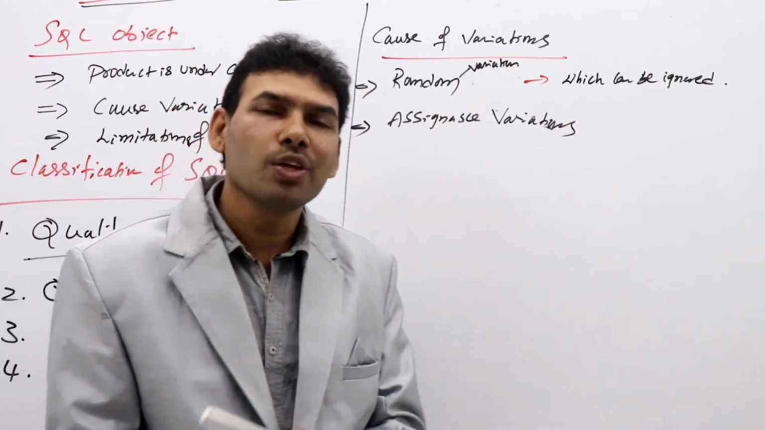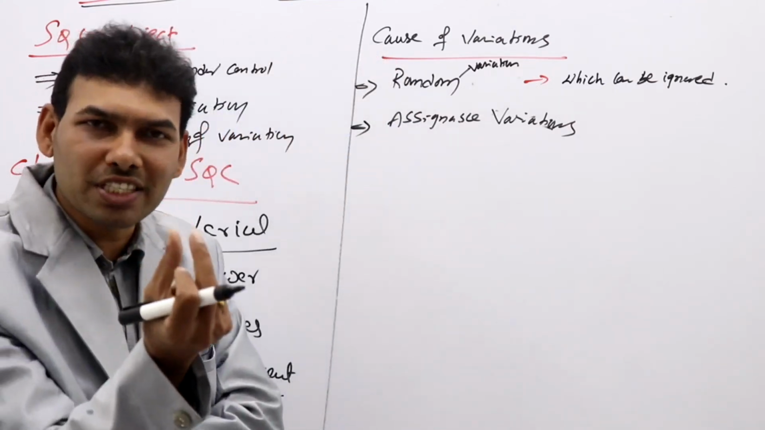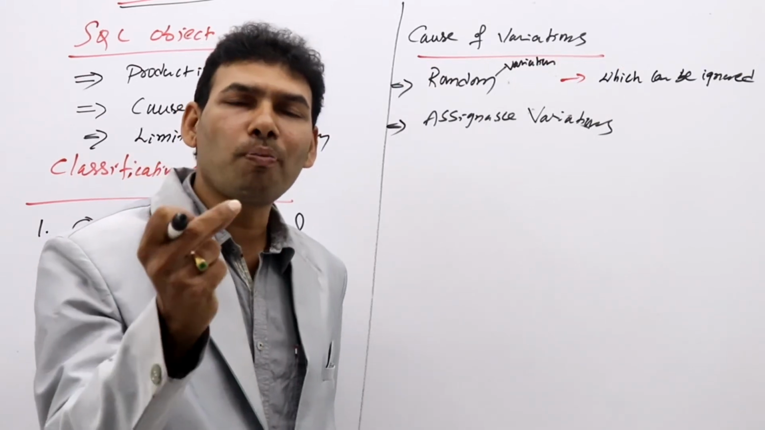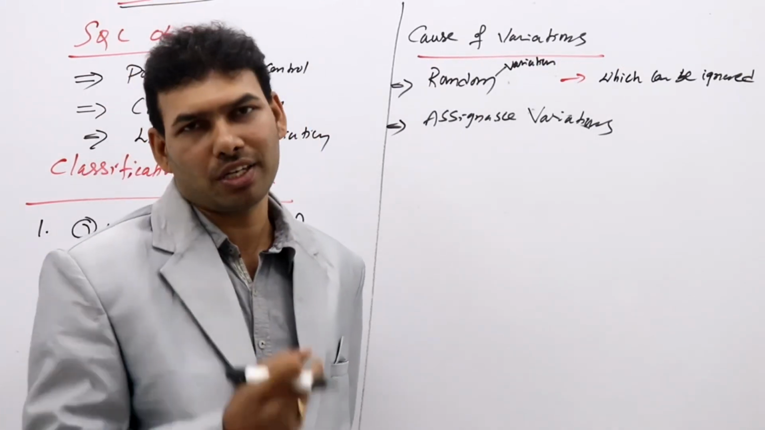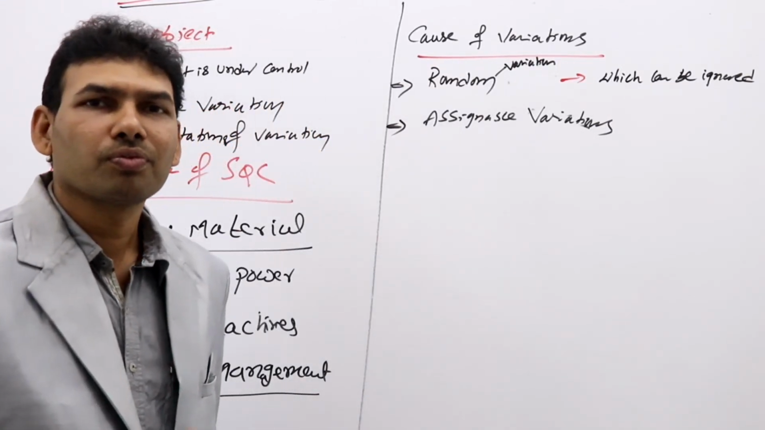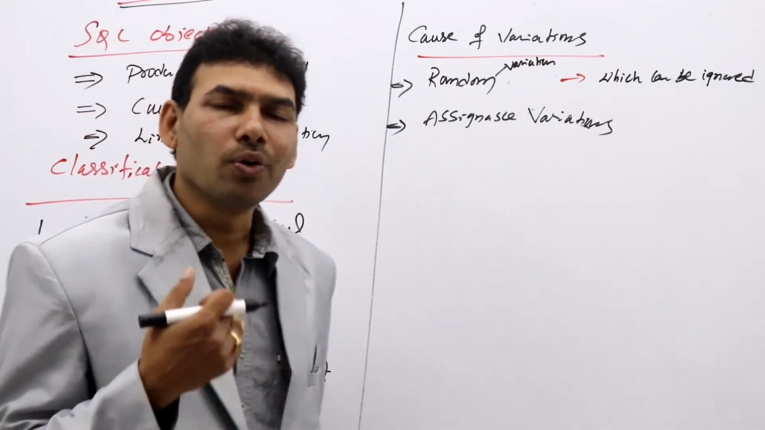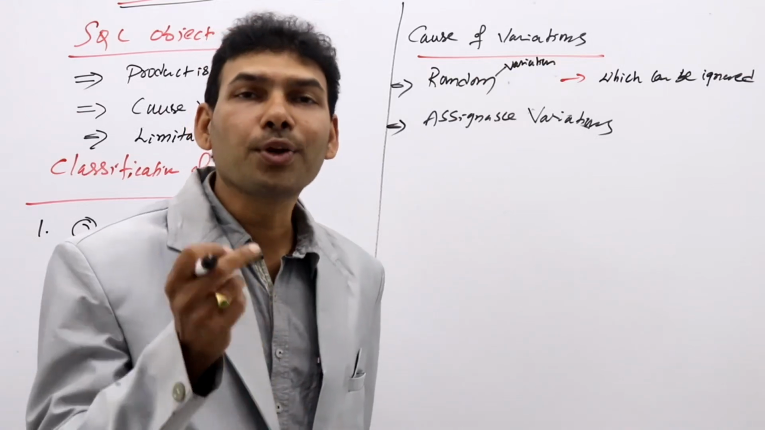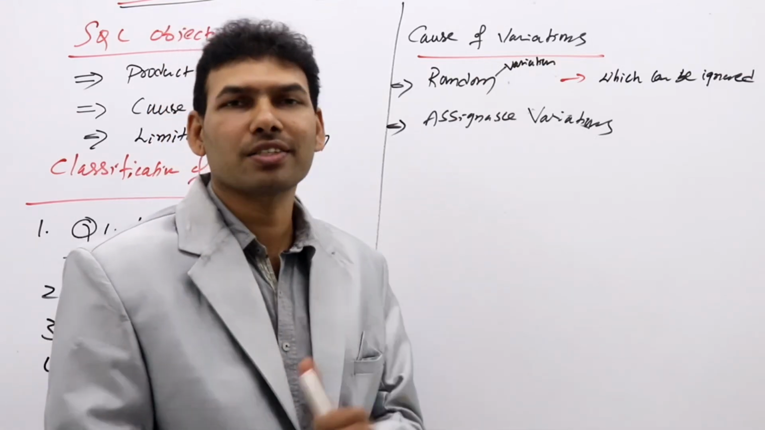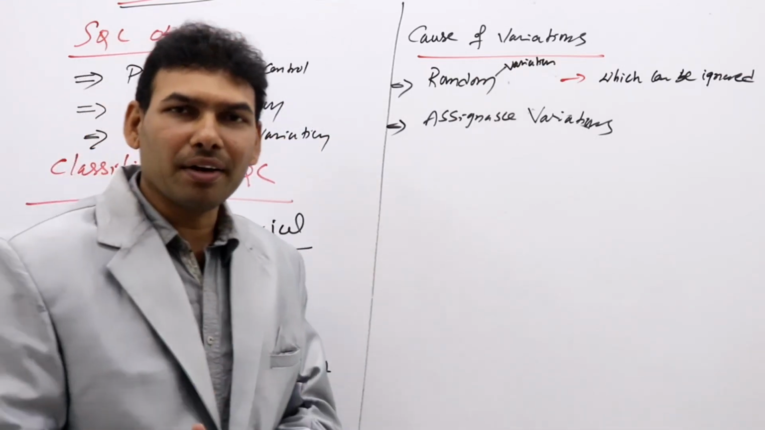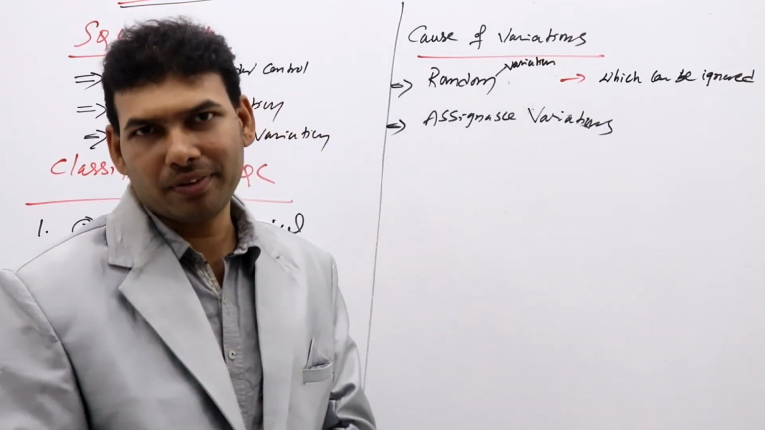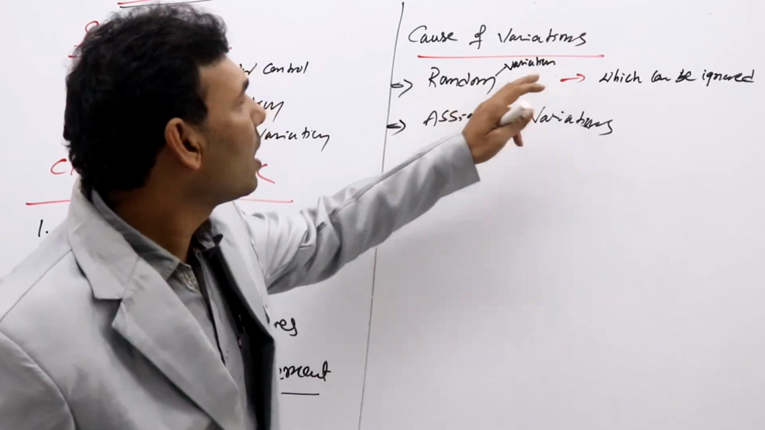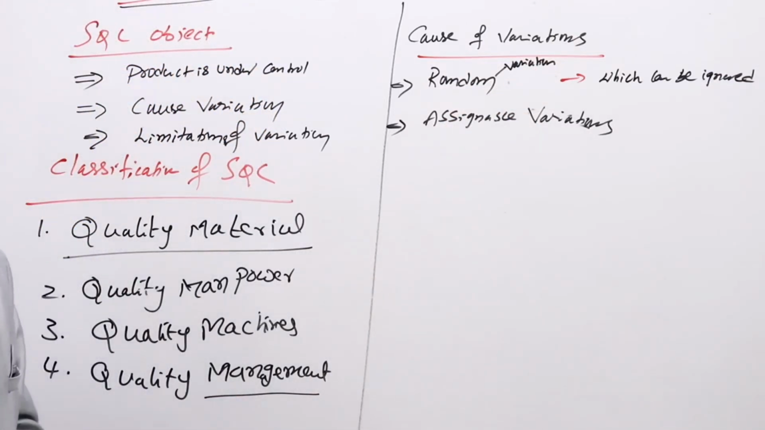You can ignore these random variations. If you want to have a 0.7 centimeter bolt, after the first stage you got a 0.001 variation. Can you ignore it? Yes, we can ignore. Ignorable variations can happen. They cannot be prevented, and they are acceptable. They are called random variations.